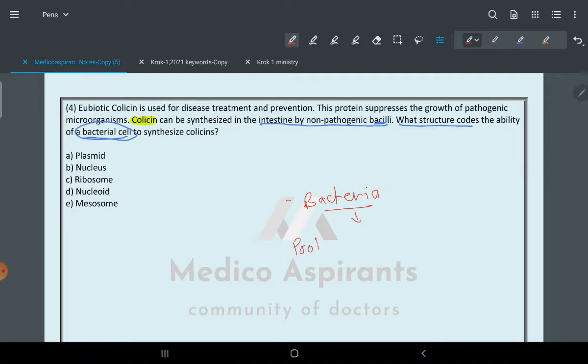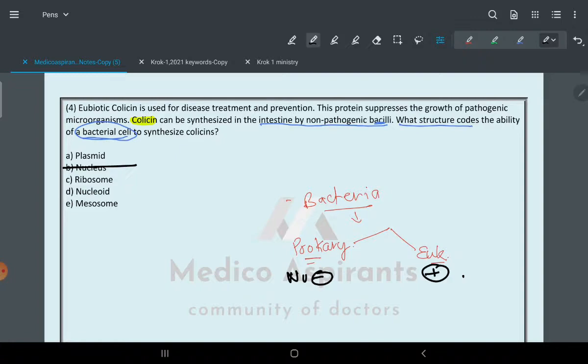Bacteria is prokaryotic. If you remember, there are two kinds of organisms: one is eukaryotic, like we, animals and plants. Prokaryotes do not have a true nucleus. The best examples of prokaryotes are the bacteria, or you can say bacteria are also known as prokaryotes. Prokaryotes have the nucleoid, because it's their basic feature that in prokaryotes the nucleus is absent and it is only present in eukaryotes. So this option is going to be incorrect.